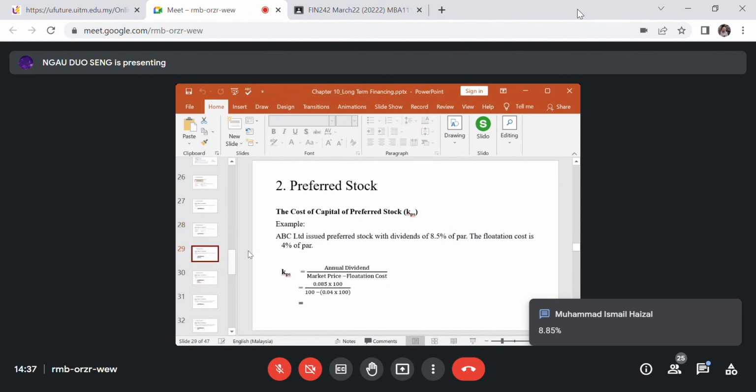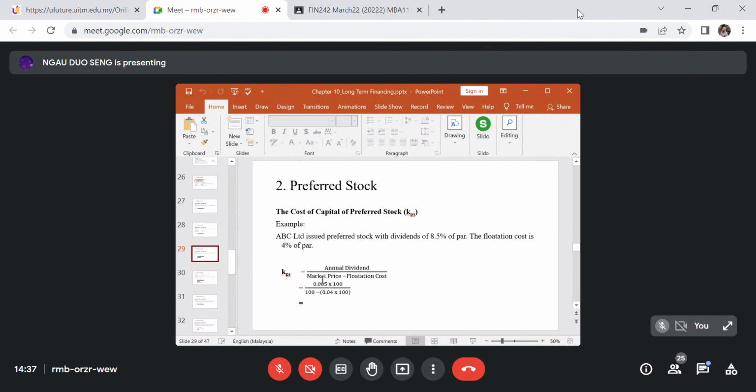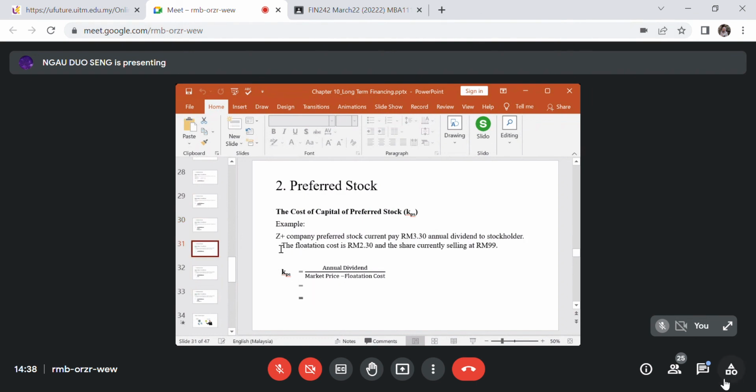All right, so we check here. We have 0.085 multiply 100. 100 minus the 4 ringgit. So we have equal to 0.0885. So we have 8.8%. Right? Okay, betul. All right, next we have another question.